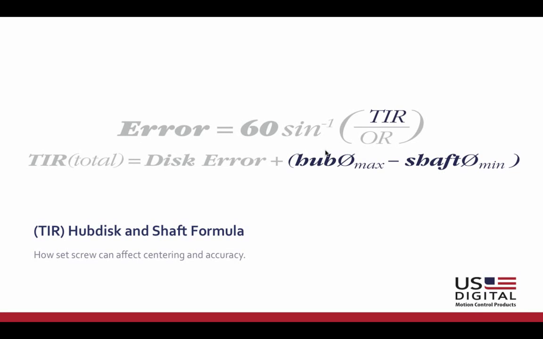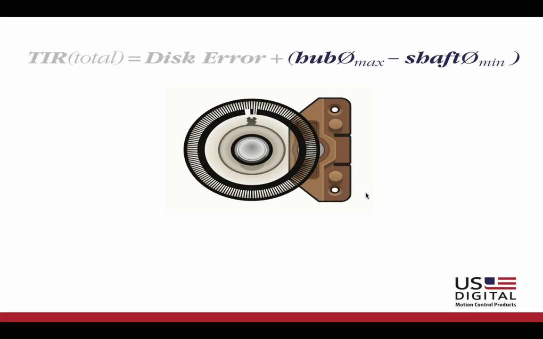The next component of the TIR calculation has to do with the hub inside diameter and the shaft outside diameter. We'll move on to the next slide here.